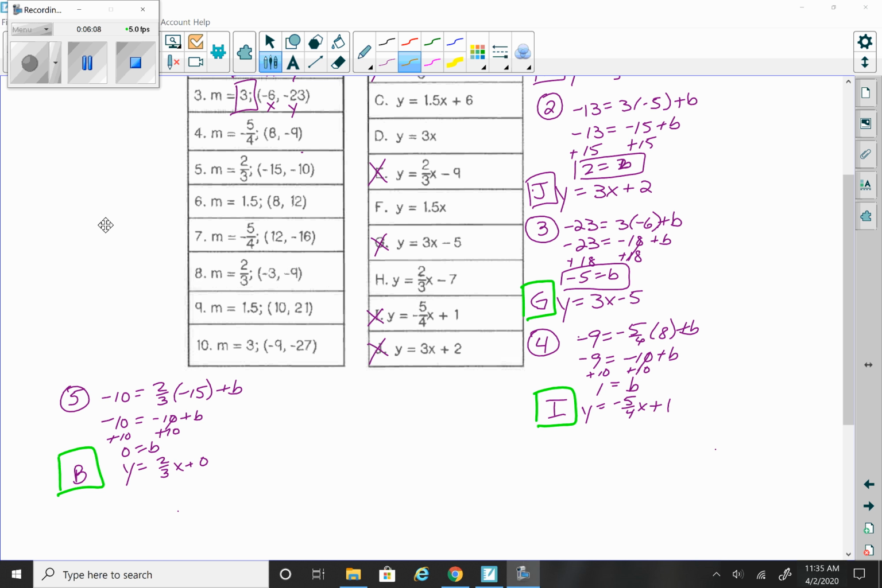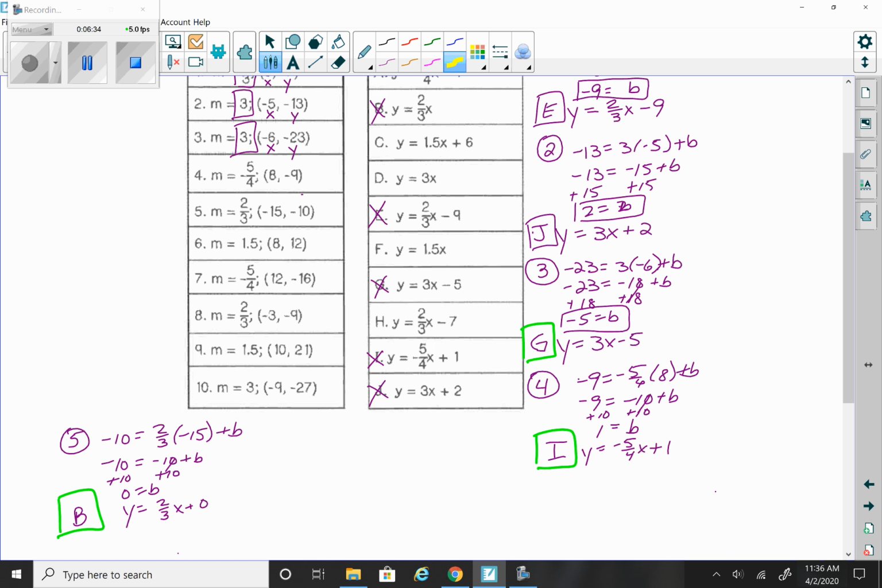So checking your answers, for number 3, I've got a b value of -5. So I came up with my equation y equals 3x minus 5. For number 4, I have a b value of 1. So my equation was y equals -5/4 x plus 1. And then the last one there, number 5, I have a b value of 0. So my equation was y equals 2/3 x plus 0. Or just y equals 2/3 x.